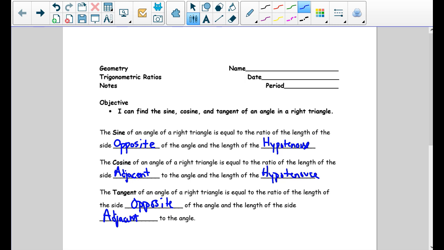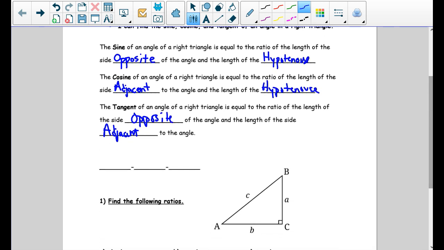Okay? So here's kind of how we're going to remember it: SOH CAH TOA. Sine, opposite over hypotenuse. Cosine, adjacent over hypotenuse. Tangent, opposite over adjacent. And again, these are ratios. So ratios are written as a, what? Fraction. Okay, so ratios are written as a fraction.